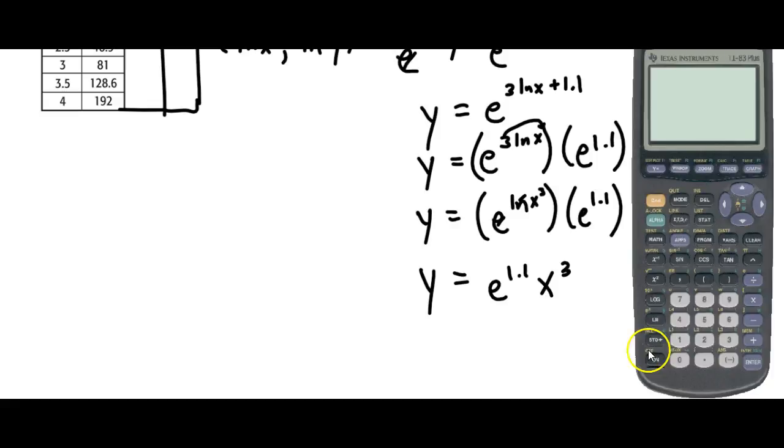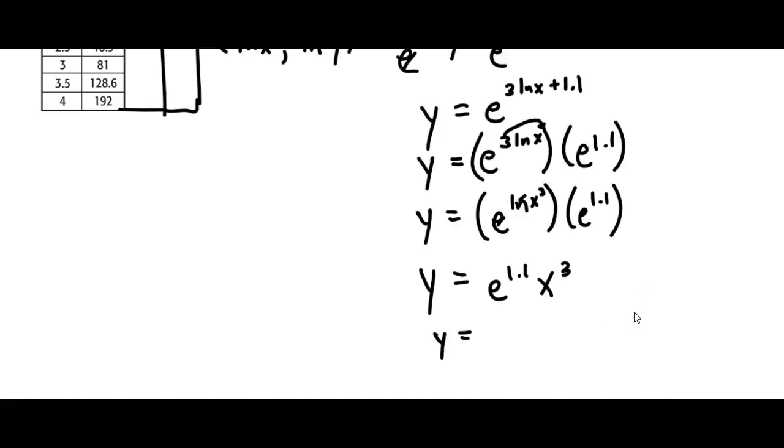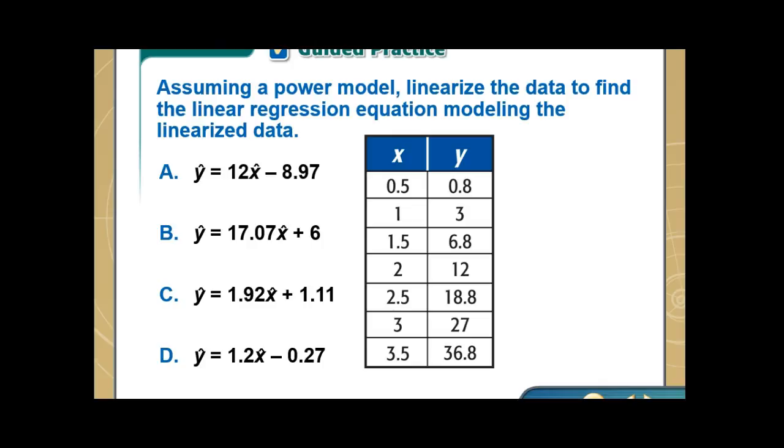When we put e to the 1.1 in our calculator, we get 3 essentially. So we can also develop a power function that says it's about y equals 3x cubed from our original function. So go ahead and try this one out. See if you can linearize it in your calculator and find a function that best fits it.